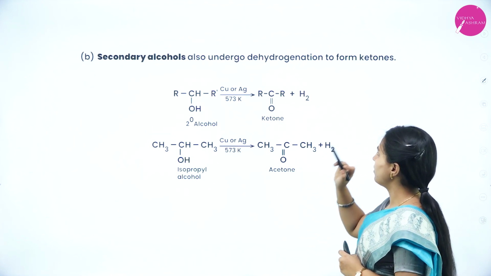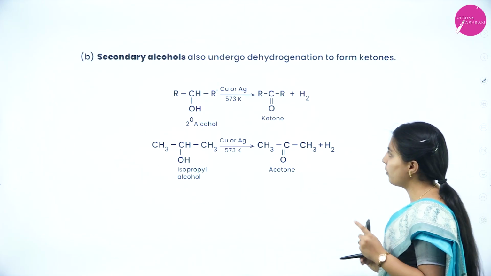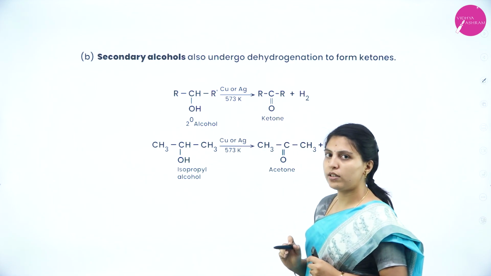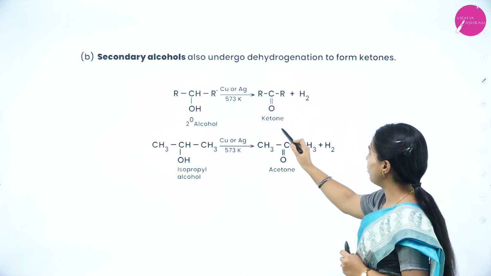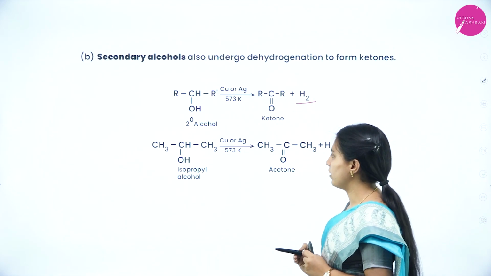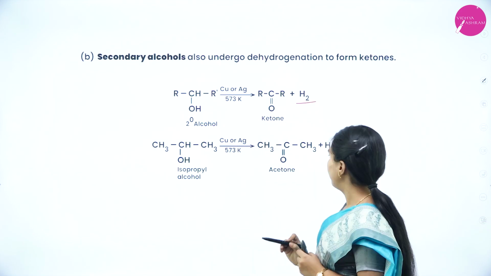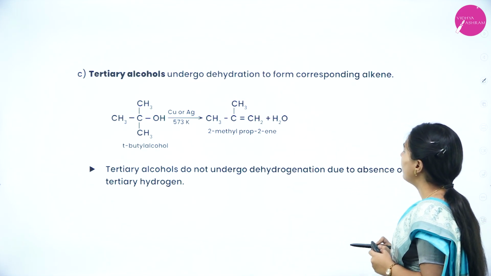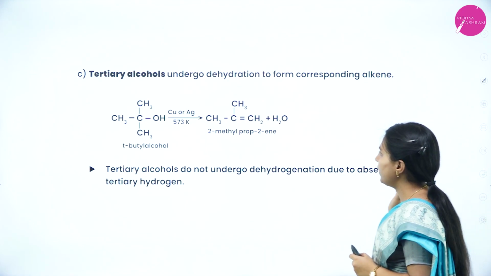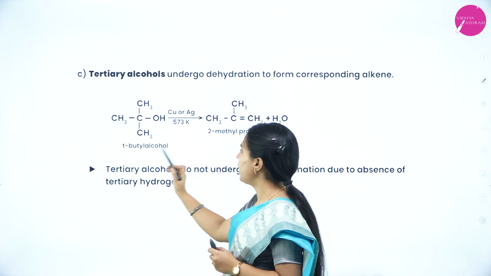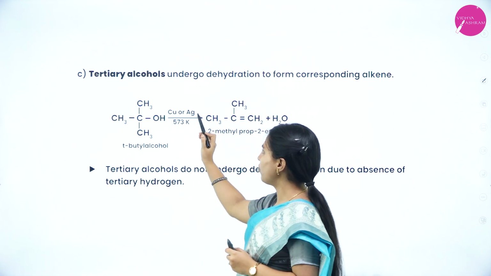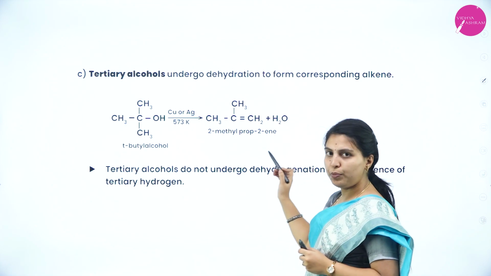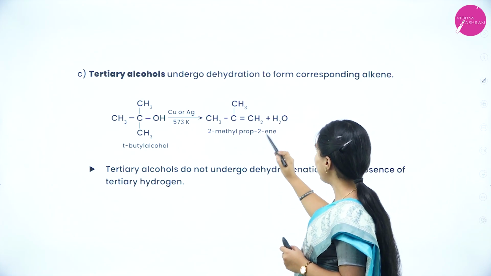Next, secondary alcohols also undergo dehydrogenation to form ketone. This is secondary alcohol treated with copper or silver catalyst, it will form ketone by the removal of hydrogen. Isopropyl alcohol forms acetone. Tertiary alcohols undergo dehydration to form the corresponding alkene. Tertiary butyl alcohol in the presence of copper or silver forms 2-methyl 2-propene by dehydration.